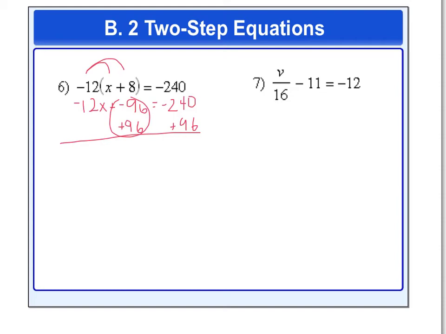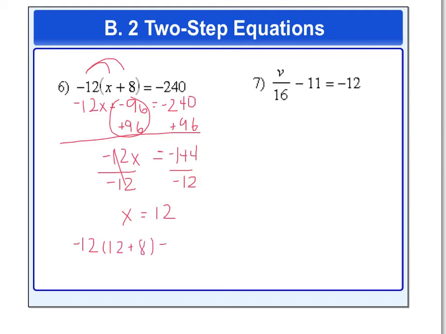So we've got negative 240 plus 96, and that is going to give us negative 144. So negative 12x equals negative 144. When we divide by negative 12, we end up getting x equals positive 12. Negative 12 times 12 plus 8 equals negative 240, which is negative 12 times 20, which is negative 240, so it does work out.